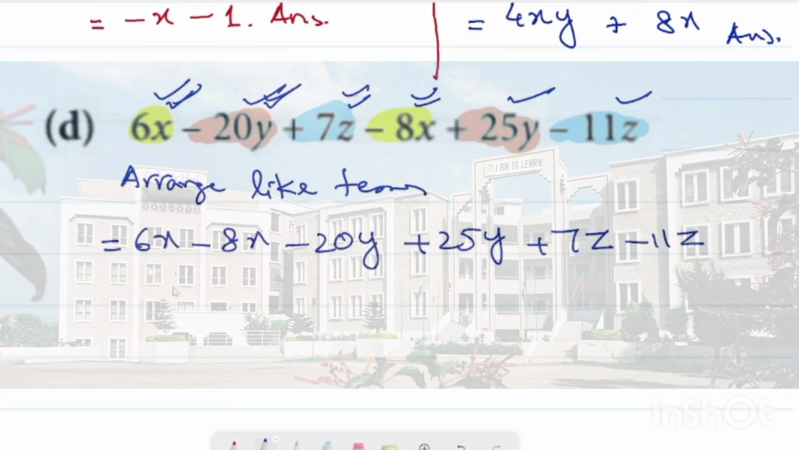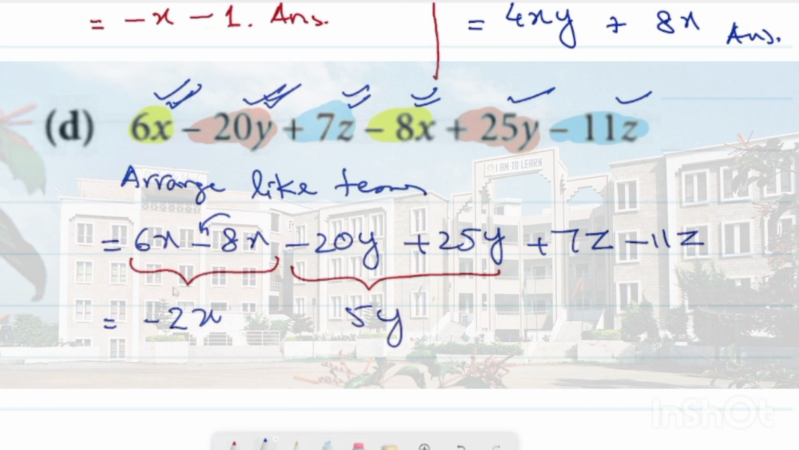Now we have arranged the like terms, and now we are simplifying the like terms. We see different signs, so different signs means subtract. So 8 minus 6 is 2x, but we keep the bigger number's sign, so this is minus 2x. Similarly, the other two terms are like terms, so different signs means subtract. So 25 minus 20 is 5y, but we keep the bigger number's sign, so plus 5y.